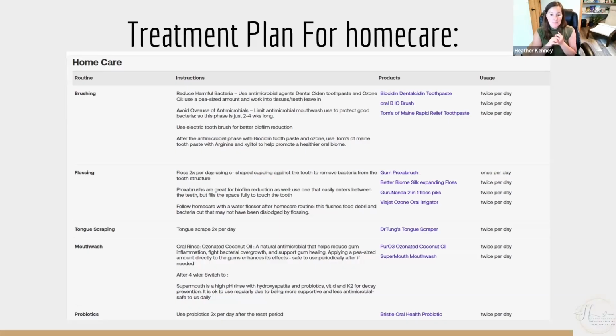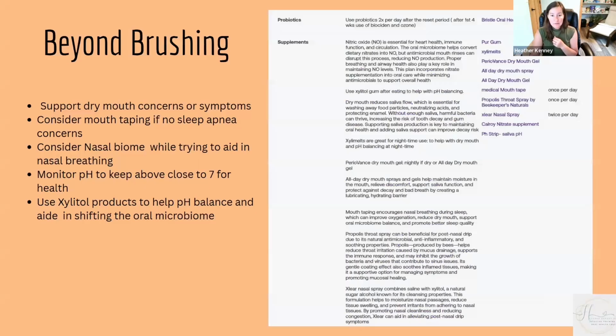For instance, Klebsiella and Serratia are sensitive to xylitol, so I'll pick a really high xylitol rinse in treatment for that as well. And then beyond brushing, of course, we're going to support that dry mouth component again. And we're going to bring in some things that are supplementing nitric oxide. And I'm going to encourage nasal breathing, encourage pH again. So a similar layout for that.